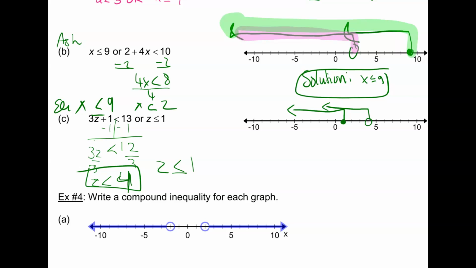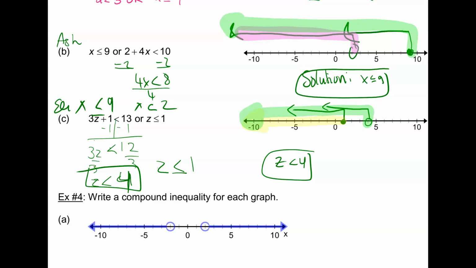we want the one that's more general because it's not facing opposite ways. So z is less than or equal to 1 is covered by the other one. The one right here, z is less than 4, also covers all the ones that are covered by z is less than or equal to 1.